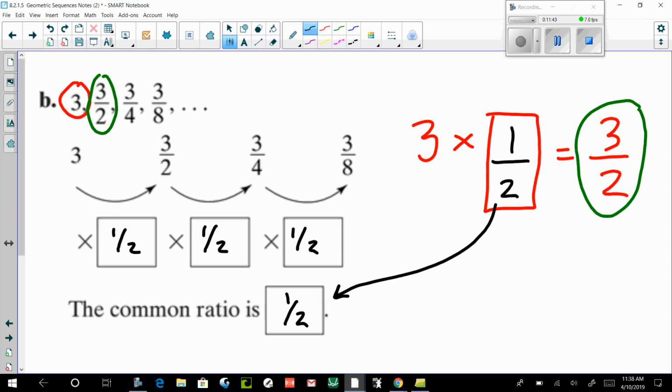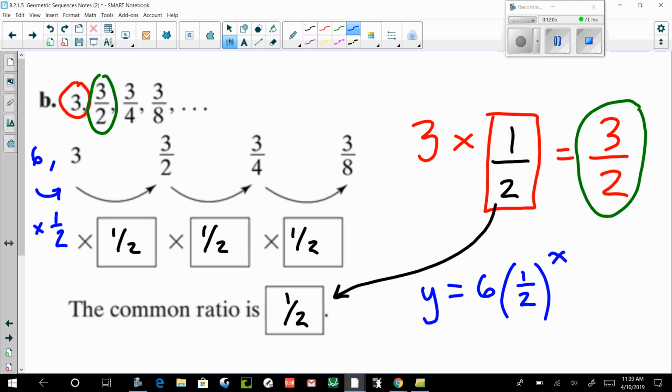Once again, if I wanted to take a look at the formula for this, rather than multiplying by a half, I need to multiply by 2 to go backwards. So this is going to be 6, basically saying that I could continue this pattern. That makes 6 the zeroth term. So my equation is going to be y equals 6 times 1/2 to the power of x.